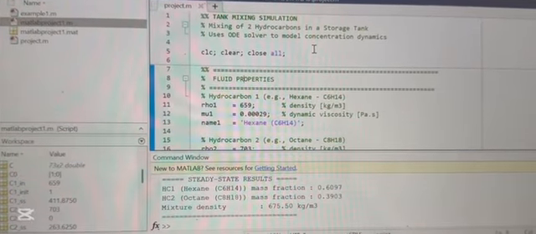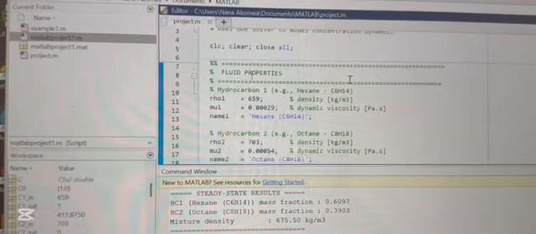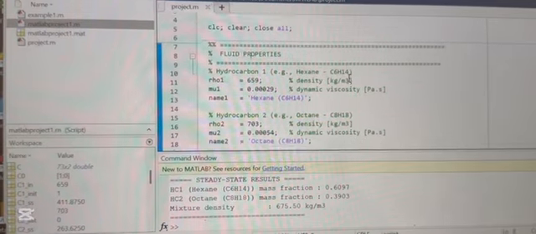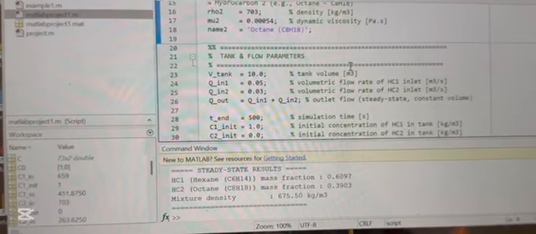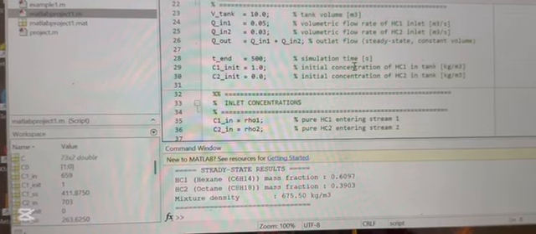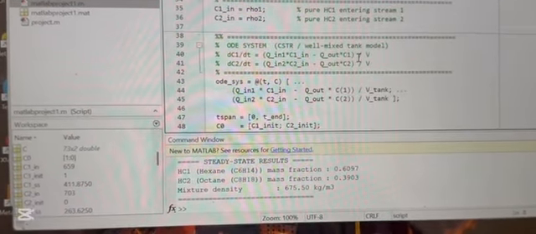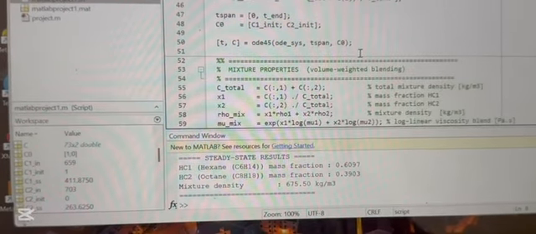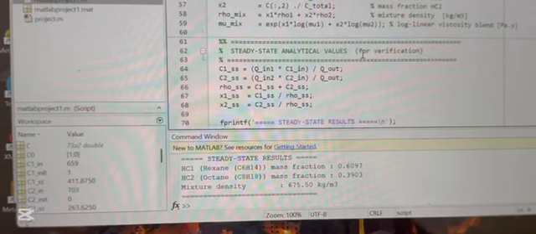As you can see, in our fluid properties, we have hexane and octane with their properties, viscosity and density. And we have the tank flow parameters as well, each of their velocities and concentrations, both inlet and outlet concentrations. And then we have our differential equation, which we use to solve the problem. We have the mixture properties, that is, at the outlets, the mixture property.